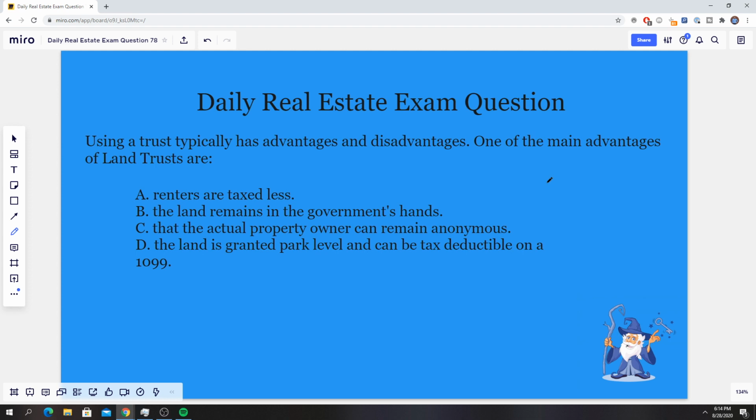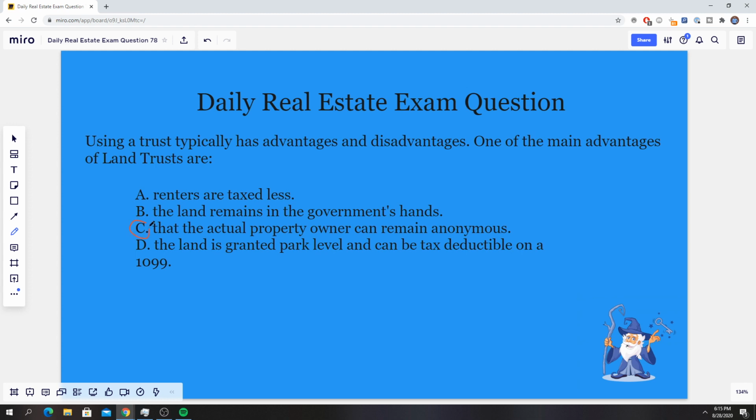Sweet. So before we take a deep dive into the explanation, there's a couple things that we have to take away from this question. First of all, it's asking us what is one of the main advantages. So obviously, there could be many advantages to land trusts, but it's just asking for one of the main ones. If we're looking at this question, one of the answers that stands out to me is C. It says that the actual property owner can remain anonymous. And why does that stand out to me? Not only because it's the correct answer, but because it's true.